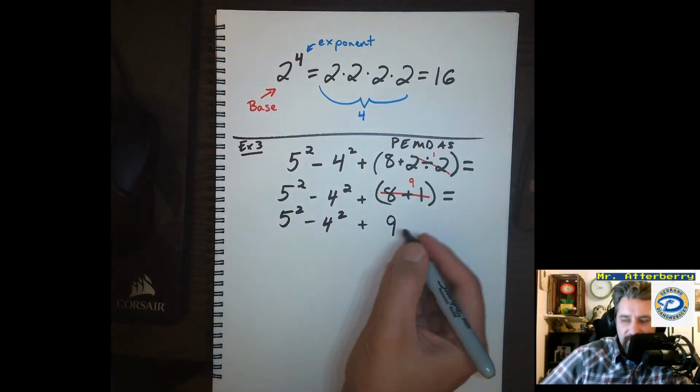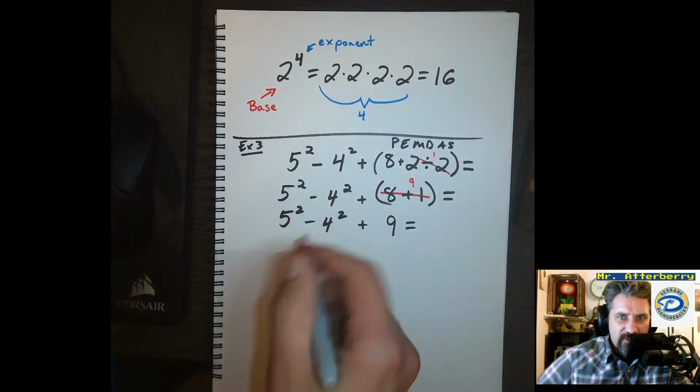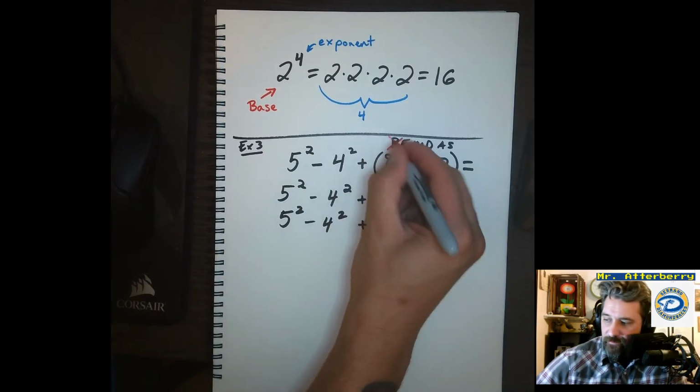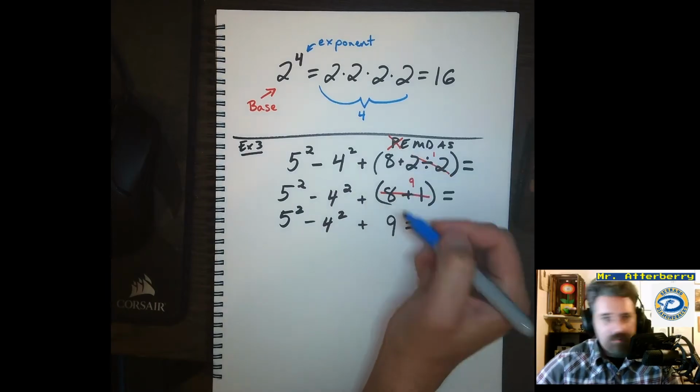Now you notice with this problem, because I finished everything in the parentheses and it was just a plus in front of it, nothing special around the parentheses, which you might see in a more difficult problem, I'm just going to remove it and say 5 squared minus 4 squared plus 9. I'm going to go ahead with PEMDAS, cross off the P, and say I'm done with the parentheses. Now I'm going to go to exponents.